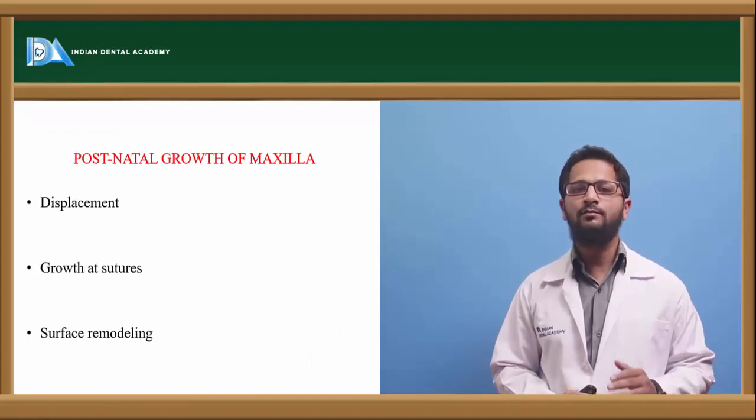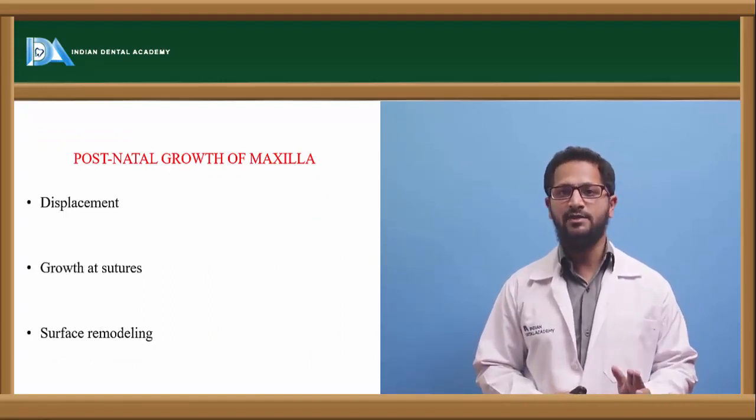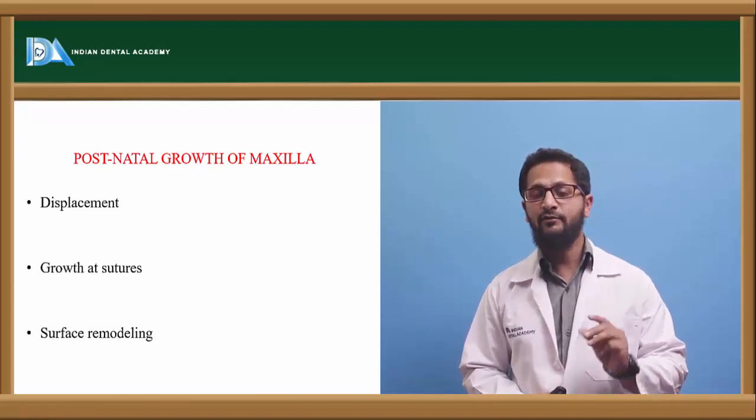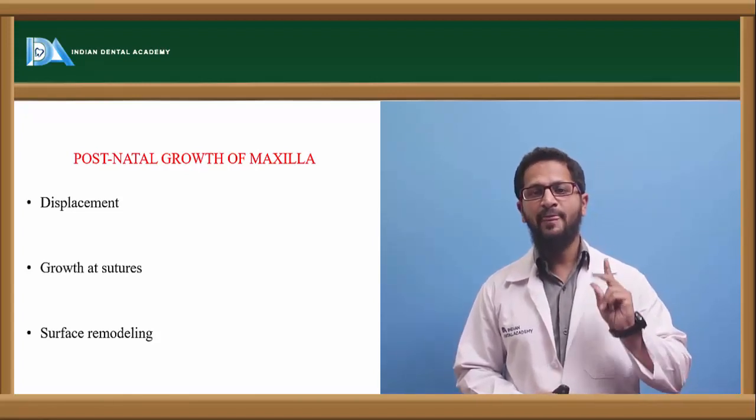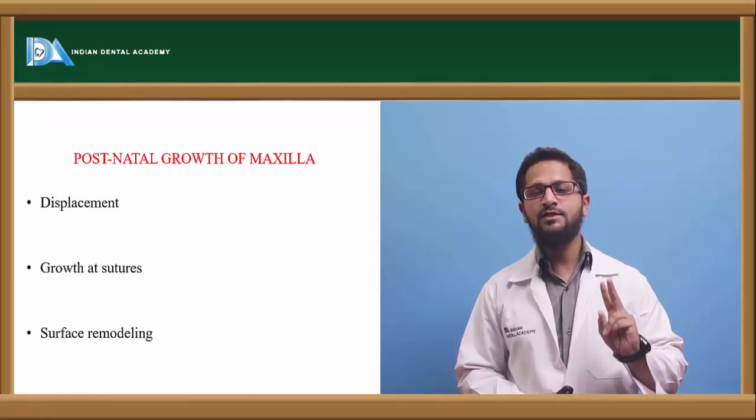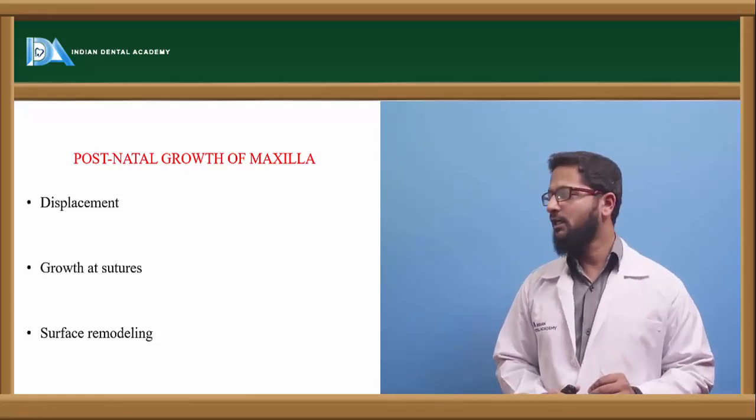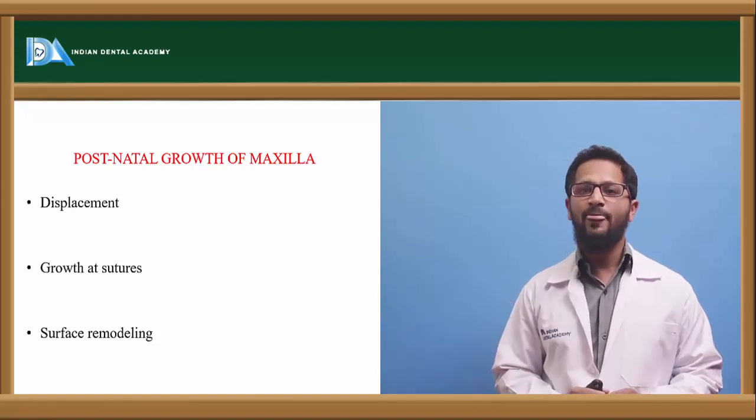This was all about postnatal growth and development of the cranial base. Three main mechanisms should be remembered. Cranial base mostly grows by first cortical drift and remodeling, second elongation and synchondrosis, and third is growth at the sutures.